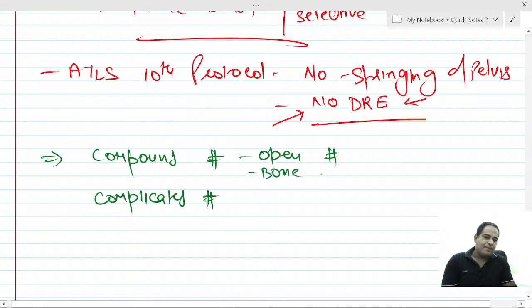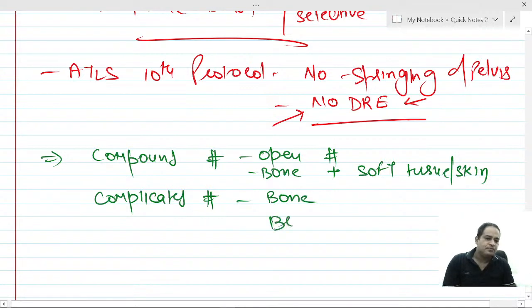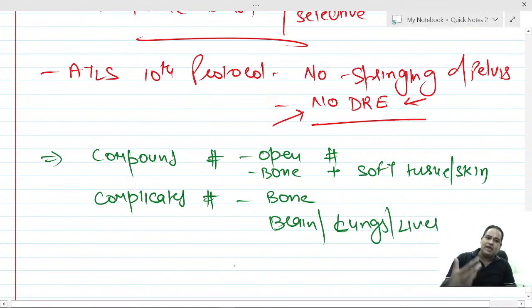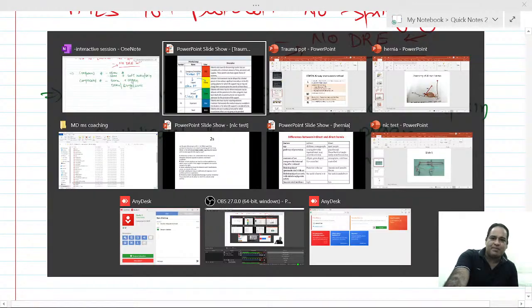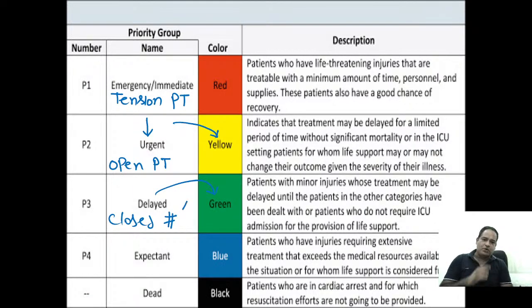When apart from bone, soft tissue and skin are injured. Complicated fracture is when apart from bone, brain, lungs, liver or any other organ is affected. So that means bone plus any other organ. Fine. So you must keep in mind this, because when I came to the closed fracture, I thought I should tell you about this also.